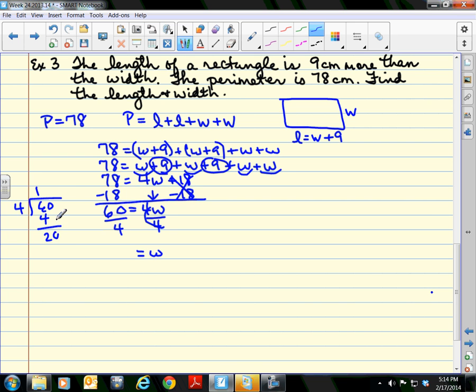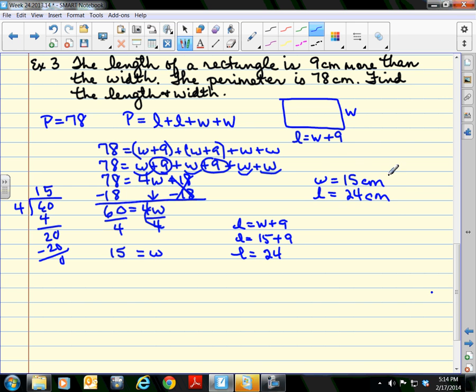And yes, I want to see you doing the work. Okay, so our width is 15. And look back at the problem to see 15 what? So 15 centimeters. And we want to know the length as well. And they said that the length was 9 more than the width. We just found the width to be 15. So 15 plus 9 is 24 centimeters. And we are done. Ta-da.